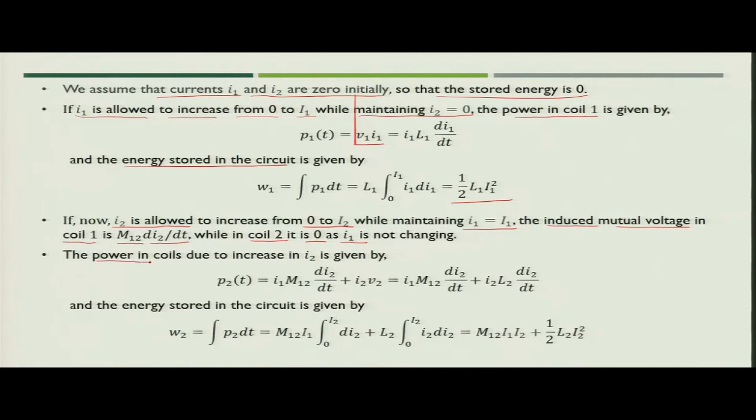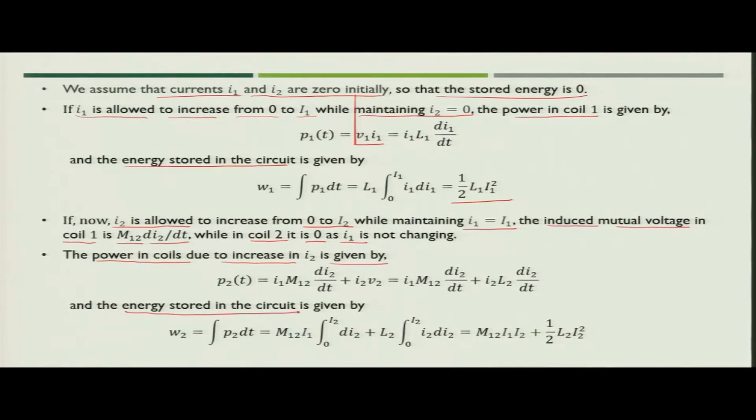Therefore, the power in the coils due to the increase in current I2, say P2, will have two components: one because of the mutual voltage and the second because of the self inductance. So, this becomes I1 M12 dI2 by dt plus V2 I2. V2 can be given as L2 dI2 by dt because of the self inductance of the second coil. So we can write I1 M12 dI2 by dt plus I2 L2 dI2 by dt.